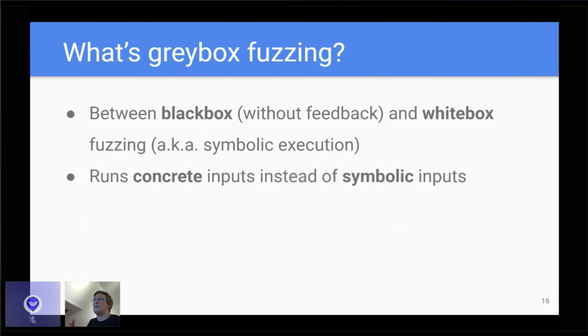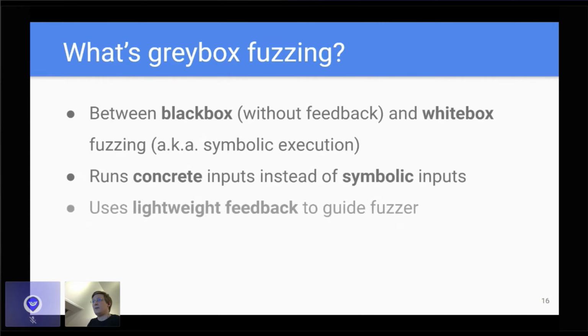And Greybox fuzzing is sort of in the middle. So in particular, it runs concrete inputs and not symbolic inputs. But it uses some sort of lightweight feedback to guide the fuzzer. And usually this is feedback about coverage. For instance, the fuzzer will know if it covered a new path through your code. But it does not use any constraint solving. So that makes it very quick. And usually fuzzers generate hundreds or thousands of inputs per second.